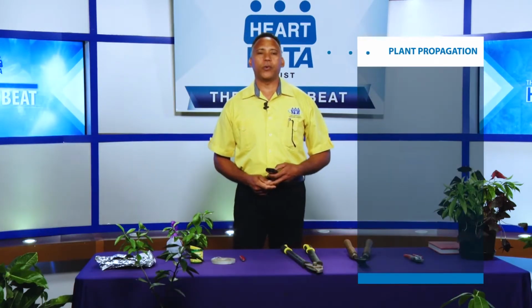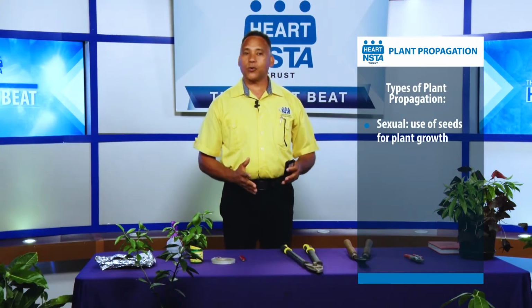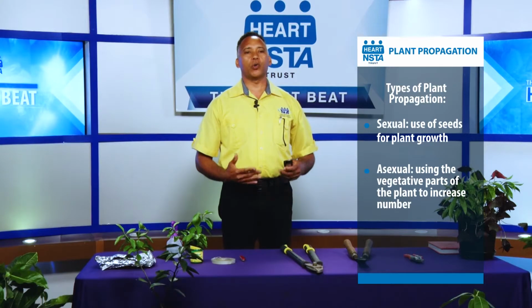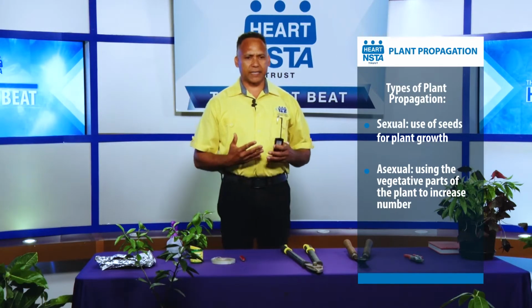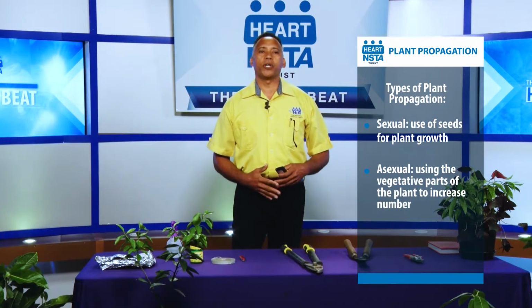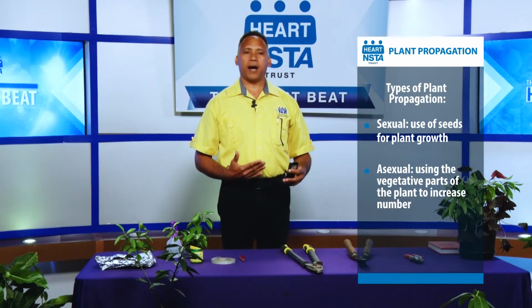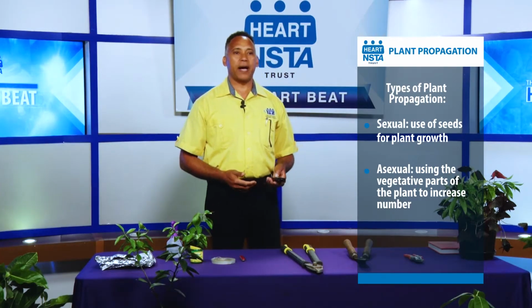In agriculture, we refer to propagation in two ways. They're either called sexual propagation, which means we are using the seeds for growing the plants, or we are doing what is called asexual reproduction or asexual propagation, which is using parts of the plant, we call it vegetative parts of the plant, to increase plant number.